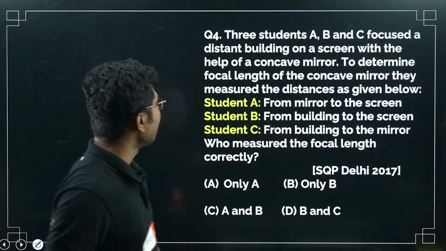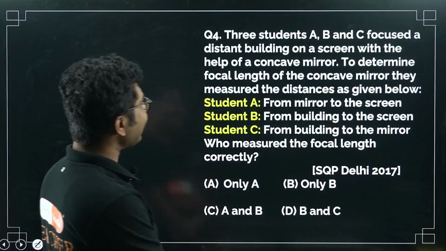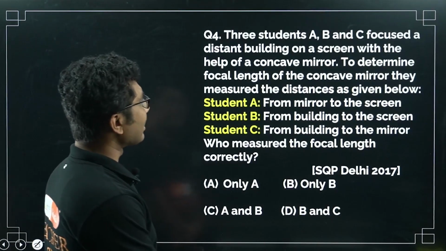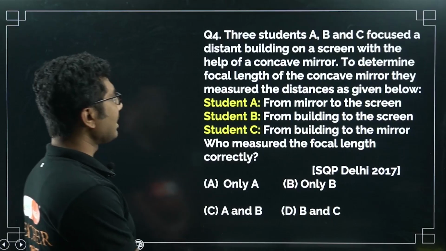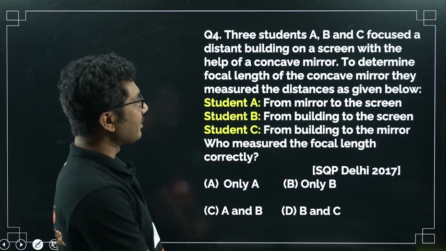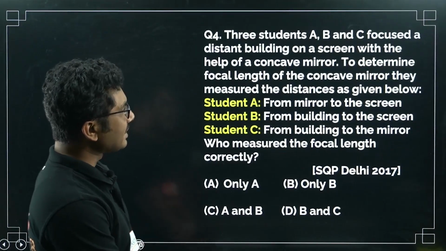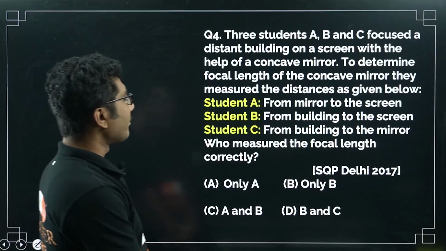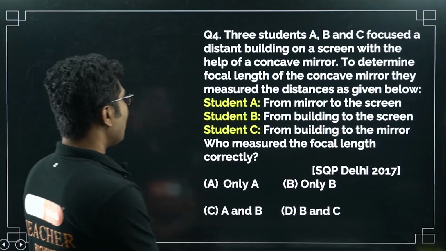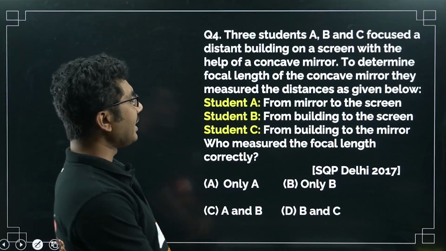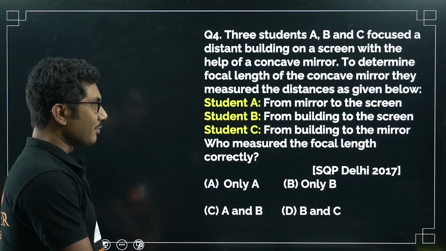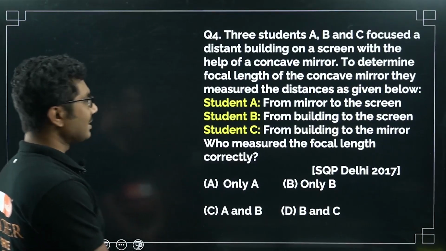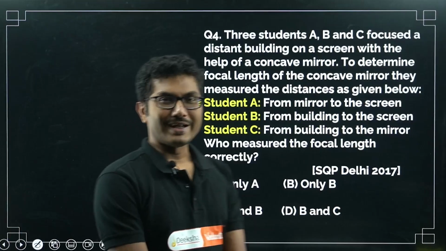Right, next question. 3 students A, B, C focused a distant building on a screen with the help of a concave mirror. To determine the focal length of the concave mirror, they measured the distances given below. Student A from the mirror to the screen, student B from the building to the screen, student C from the building to the mirror. Who measures the focal length? Very interesting question.